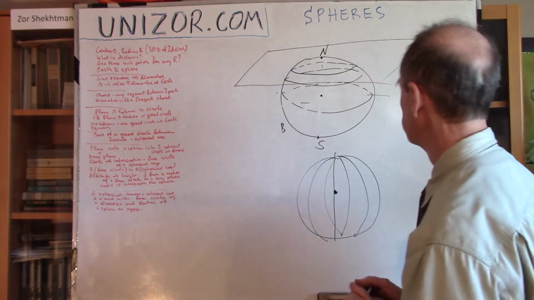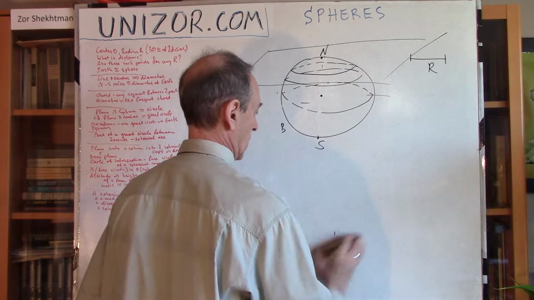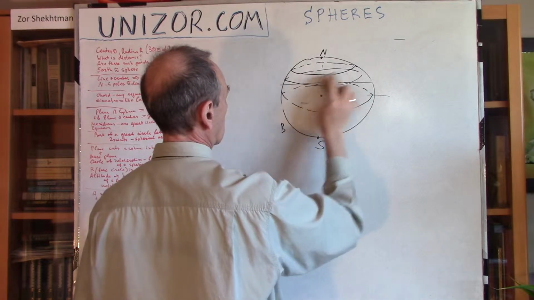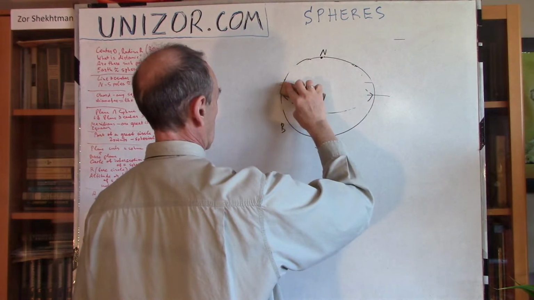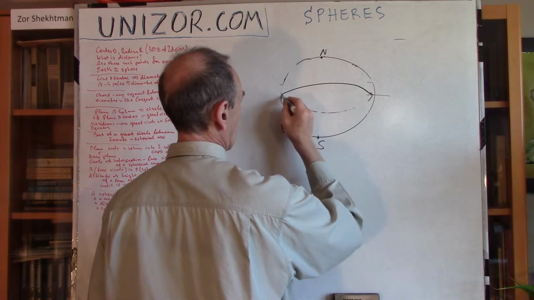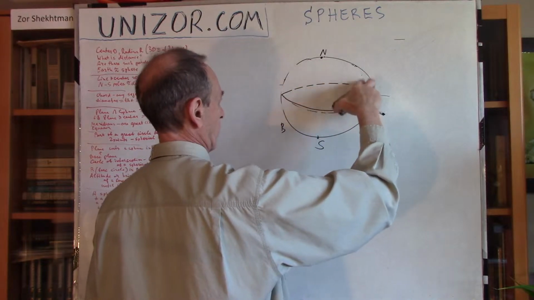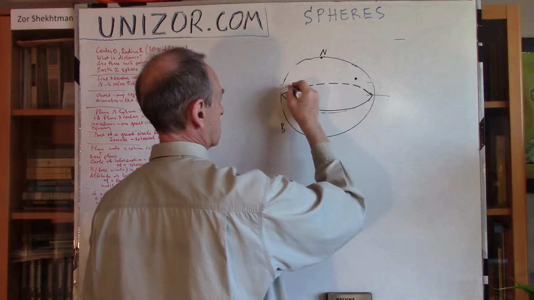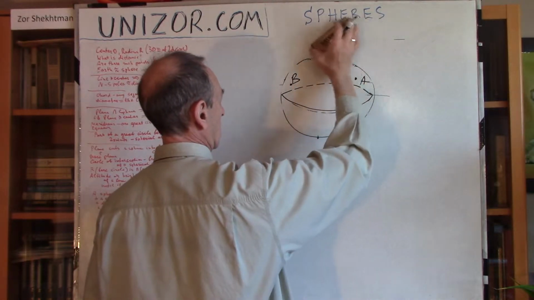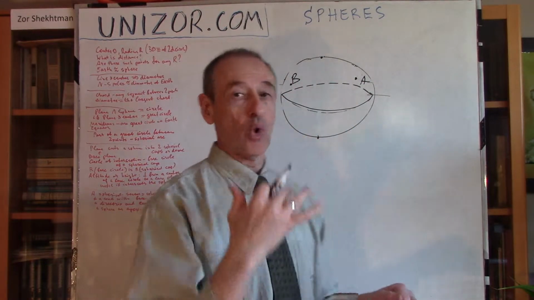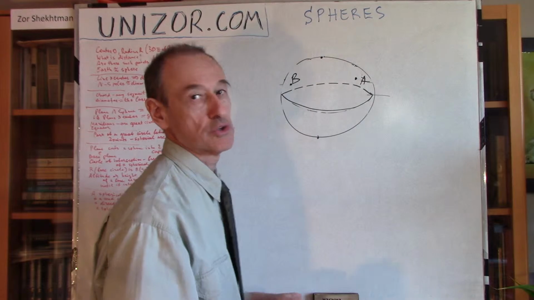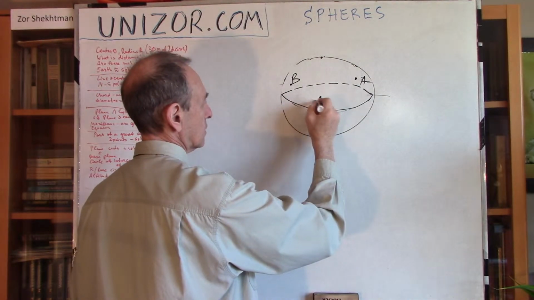Now, if you have 2 points on a sphere, so let's take away this plane and take away the insides, and I'm talking about 2 points on a sphere. Let's say this point and this point, A and B. I would like to go from A to B along the surface of a sphere. Now, obviously there are many different ways to do it. Here's what I suggest. Let's take the center, O.